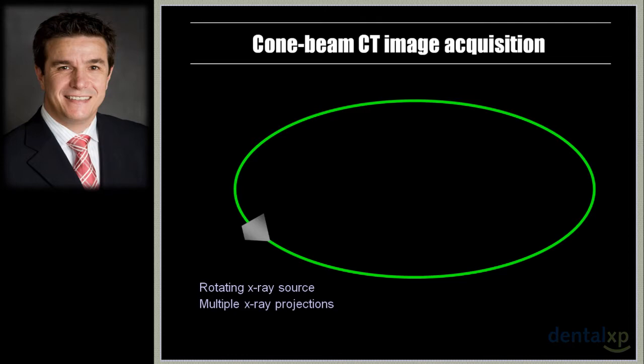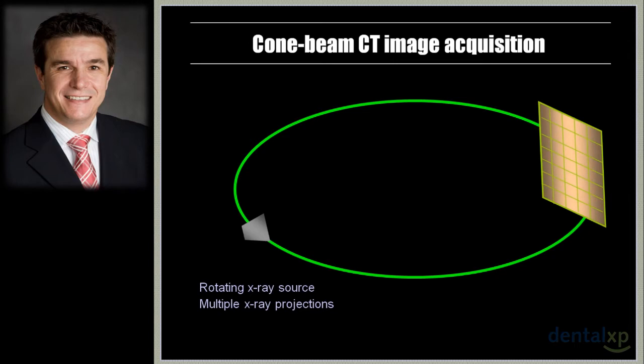How does cone beam CT work? Cone beam CT includes a rotating X-ray source, as you can see here. It also includes a digital detector. This detector is no different than the classical digital sensors that you may already be using in your practice for intraoral radiographs. The only difference is that it's much bigger and much faster in its image acquisition, as I will explain in just a little bit.